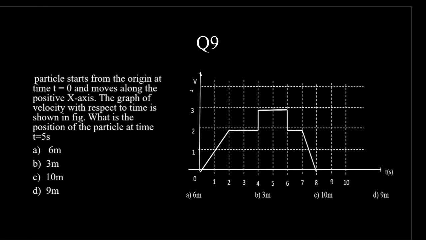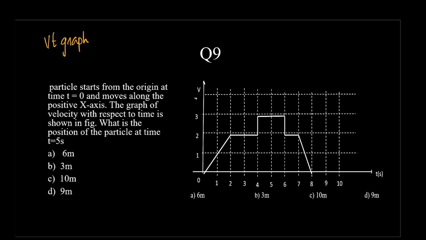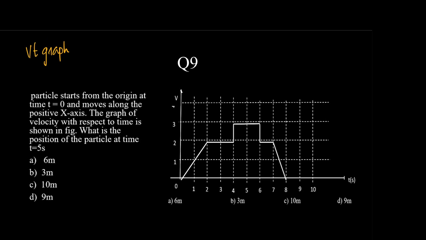A particle starts from the origin at time t equal to 0 and moves along the positive x-axis. What we are given is the velocity-time graph, the v-t graph. What is the position of the particle at the time t equal to 5 seconds? We have already discussed a similar question, but I would like to describe the concept once again.